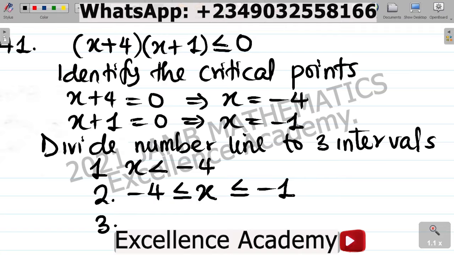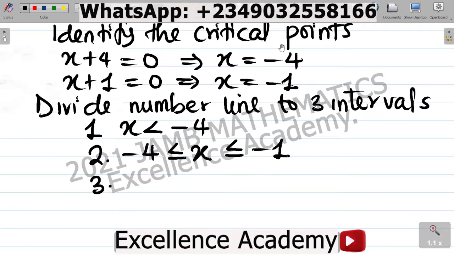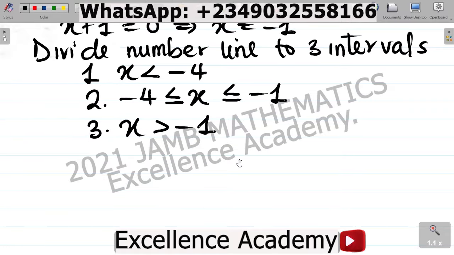Your third interval would now be x should be greater than minus 1. So take note of the way I'm doing this. First, x should be less than minus 4, then x should be in between these two, and x should be greater than minus 1. So you have this. What's the next thing you do here? Next thing you do now is to test each interval.